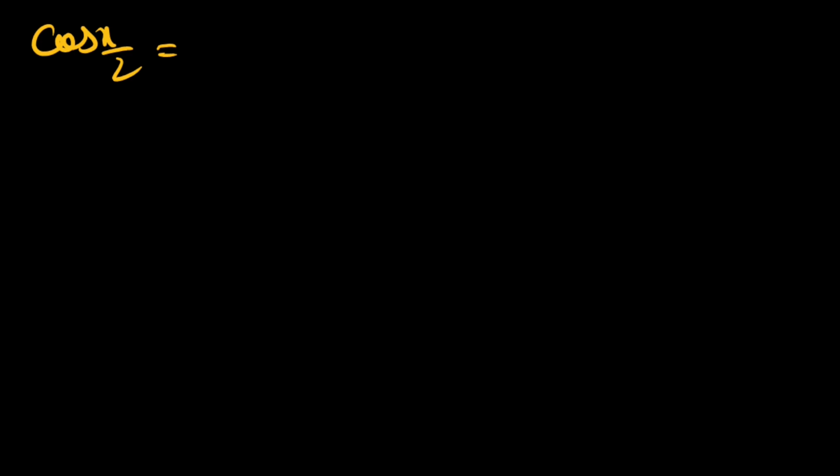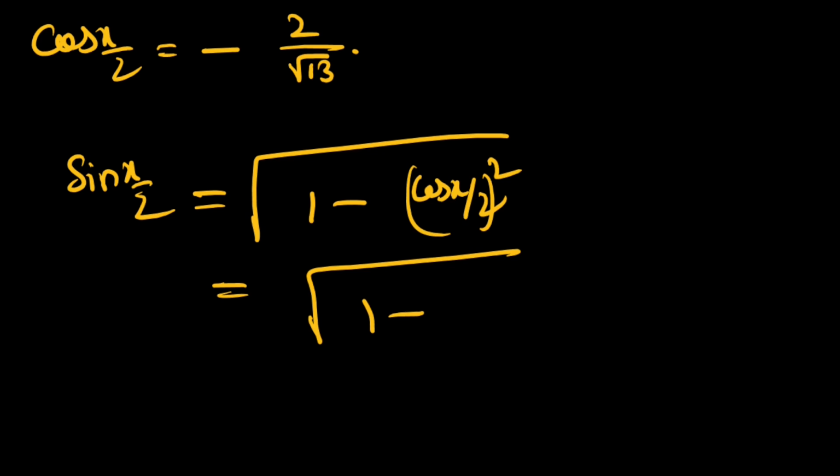Now the remaining value is sine of x by 2. So we find sine of x by 2 using cos of x by 2, that is root under 1 minus cos of x by 2 whole square. That is actually 1 minus minus 2 by root under 13 whole square. So in this quadrant, that is the second quadrant, sine is positive. That's why we choose the positive value for sine of x by 2.